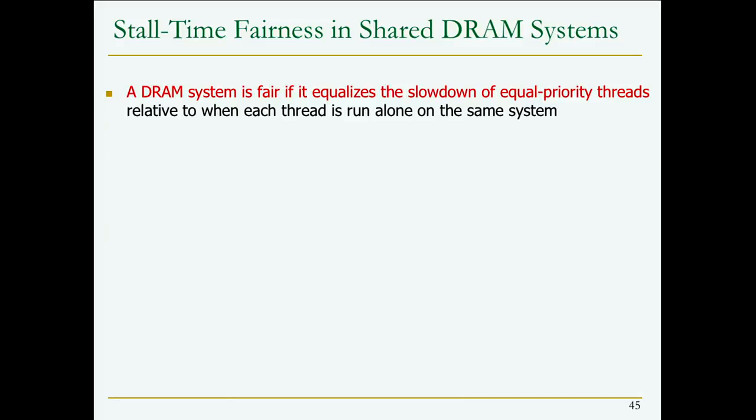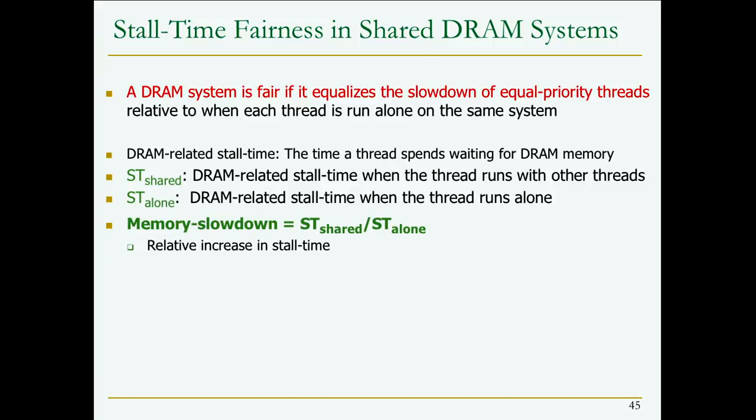Basically, we defined a DRAM system to be fair if it equalizes the slowdown of equal priority threads, relative to when each thread is run alone on the same system. Again, equal priority is important here, because if you have a high priority thread, you want to treat that differently. So basically, DRAM-related stall time, what is that? It's the time a thread spends waiting for DRAM memory. And you have a DRAM-related stall time when the thread runs with other threads concurrently. Let's call that stall time shared. You also have an inherent DRAM-related stall time when you run that thread alone, without others in the system.